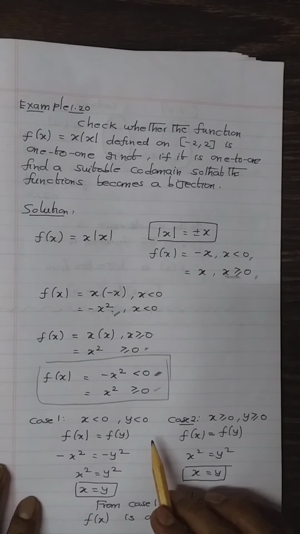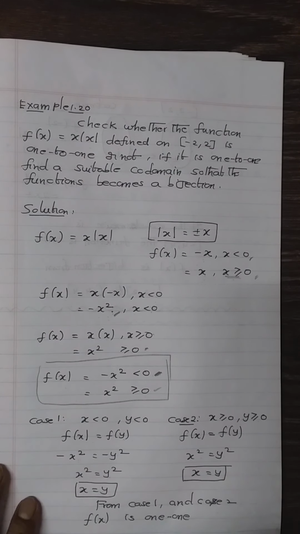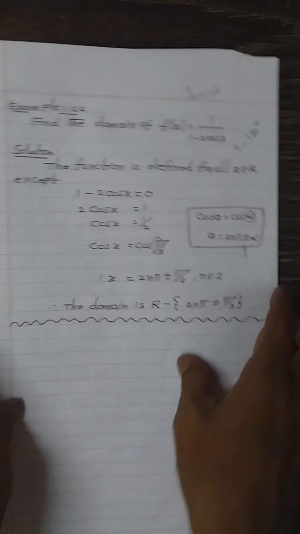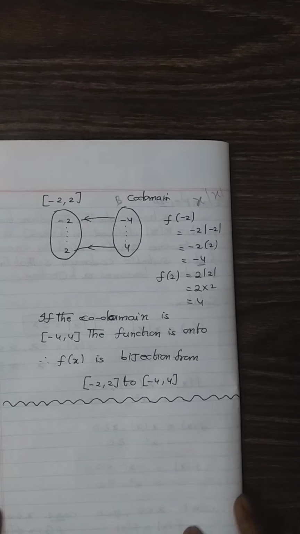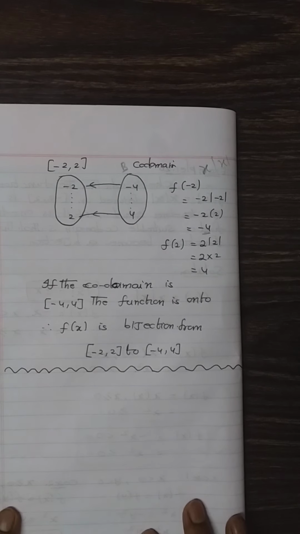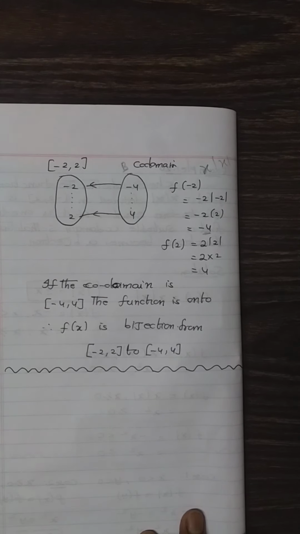Then two cases: x less than 0, y less than 0, then you can prove x is equal to y like this. Similarly x greater than or equal to 0, y greater than or equal to 0, x is equal to y like this. So from both the cases it is 1 to 1, and if you put -4 comma 4 in the codomain it becomes onto. Once it is 1 to 1 and onto, it becomes a bijective function. Okay students, so important problem, very very important, please concentrate on this problem.